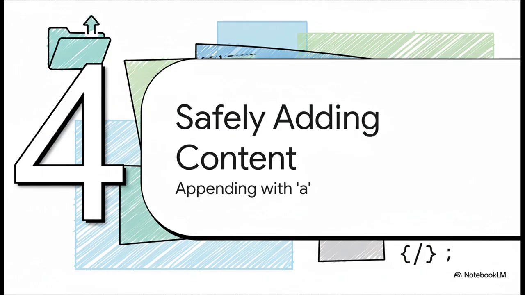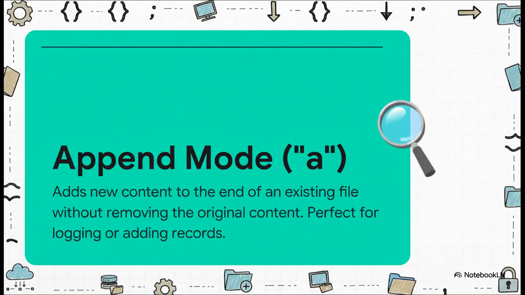Let's talk about the good guy in this story, the real hero when you just want to add new information. Let's talk about append mode. Append mode, or A, is pretty much your best friend when you want to keep what you've already got. It's super simple. It just adds whatever new data you have to the very end of the file. That's it.